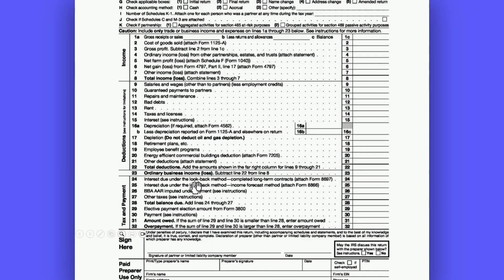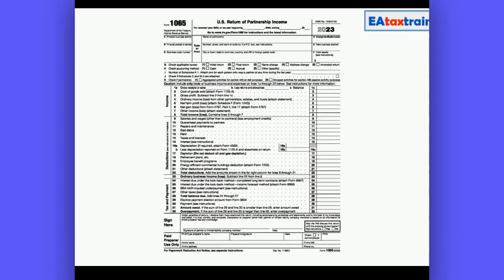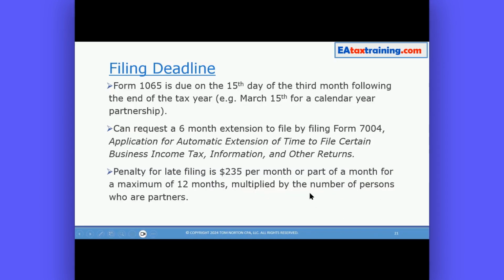There are more pages to the 1065, and we will look at many of those as we go through this video. The filing deadline, as a reminder, for partnerships is the 15th day of the third month following the end of the tax year. So that is March 15th for a calendar year partnership. You can, of course, request a 6-month extension. So that would take you out to September 15th for a calendar year partnership.